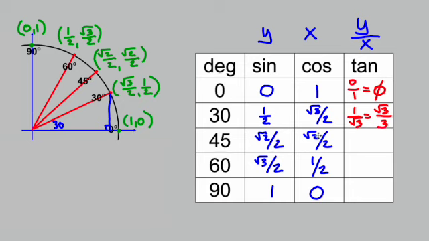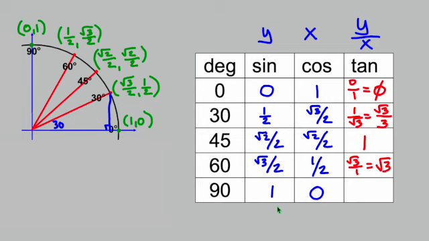Over here, these are both the same. So when I take y divided by x, oh, they're the same. So tangent of 45 degrees is 1. And then when I move on to 60 degrees, it will be sine over cosine, or y over x. We can ignore the 2's, so it'll be square root of 3 over 1. Which is just the square root of 3.